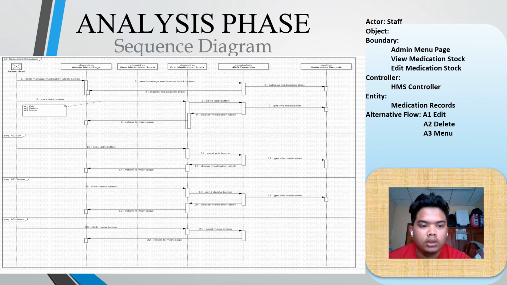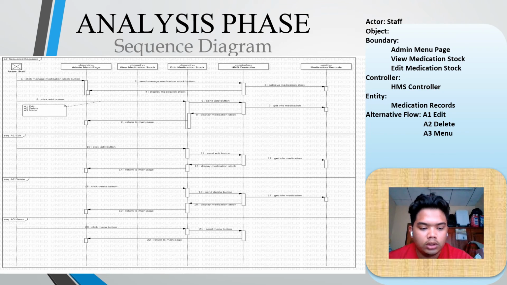For the alternative one, the staff clicks edit button, and then it will send edit button, get info medication. After that, it will display medication stop, then the system will return to main page. For the alternative 2, delete, the staff clicks delete. After that, the system will send delete button, the system gets info medication, the system will display medication stop, and the last one is it will return to main page.